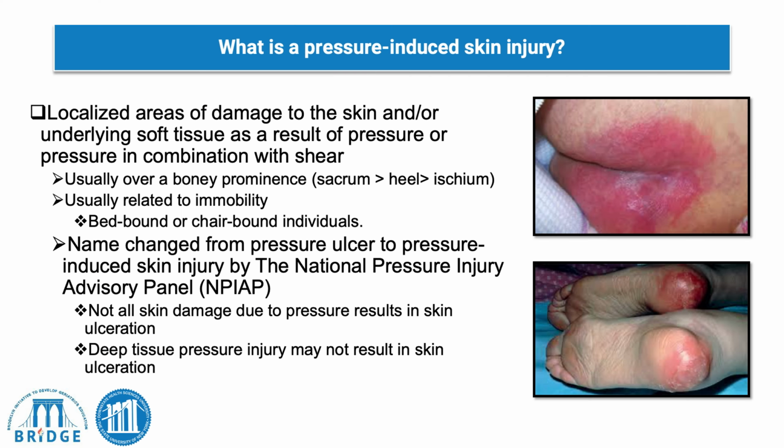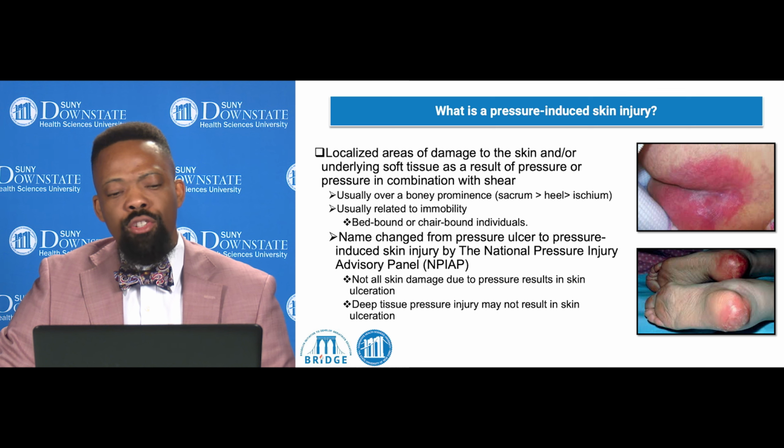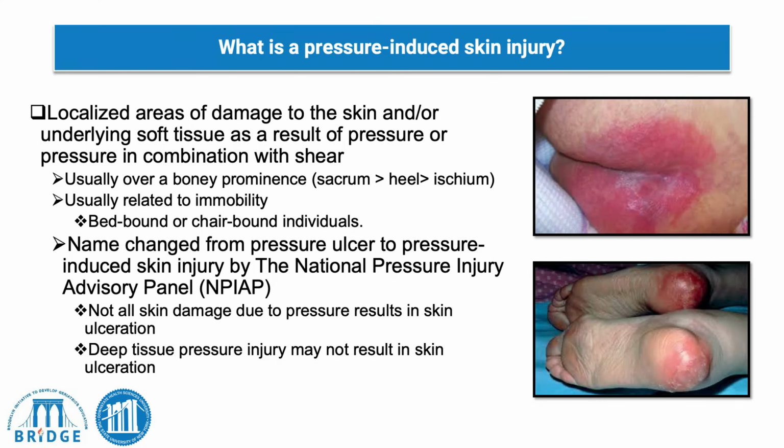So what is a pressure-induced skin injury? A pressure-induced skin injury is a localized area of skin damage or a localized area of damage to underlying soft tissue as a result of pressure or as a result of pressure in combination with shear. Okay? Pressure-induced skin injuries are usually formed over bony prominences. The risk of a pressure-induced skin injury is greatest on the skin over the sacrum, followed by the skin at the area of the heel, followed by the skin at the area of the ischium. Pressure-induced skin injury is usually related to immobility.